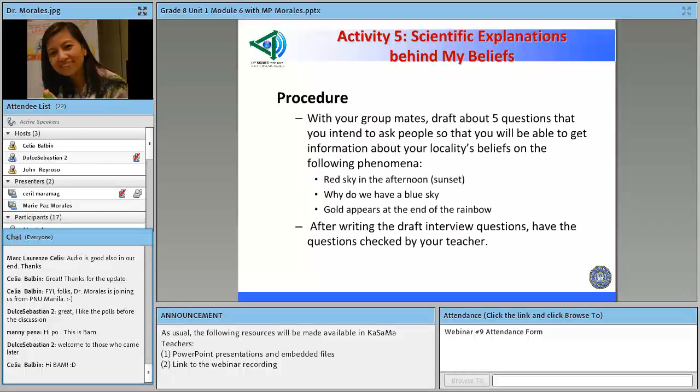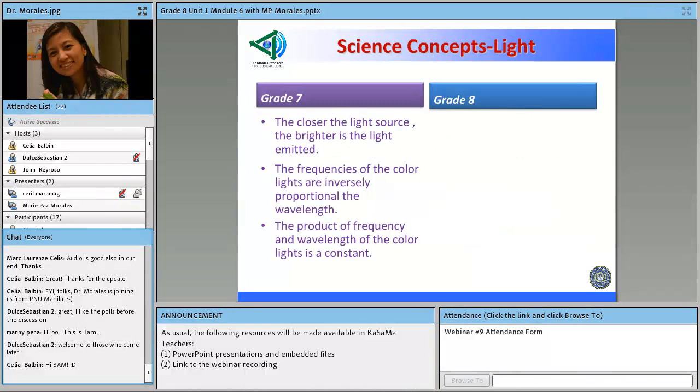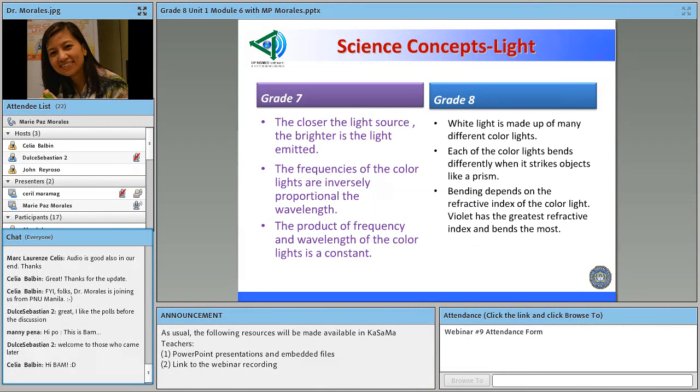Okay? So, to summarize, these are the different concepts that we are supposed to assimilate as students in grade 8 as compared to what they have already learned in grade 7. So in grade 7: the closer the light source, the brighter the light emitted; the frequencies of the color lights are inversely proportional to their wavelengths; and the product of frequency and wavelength of the color light is a constant.